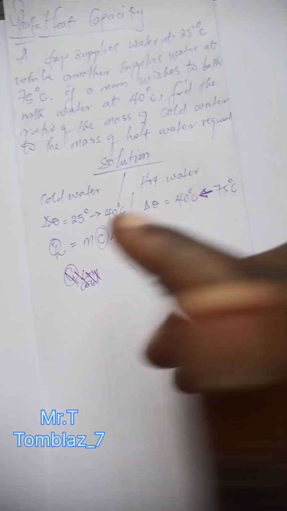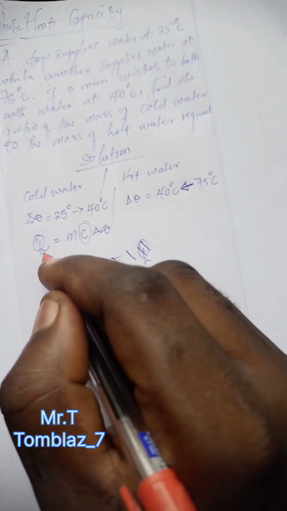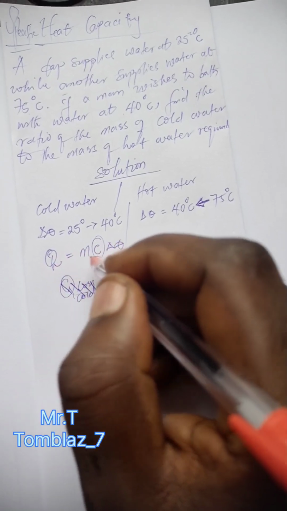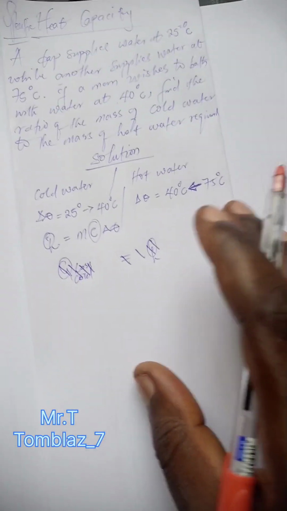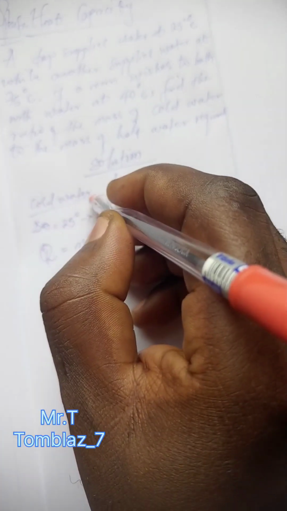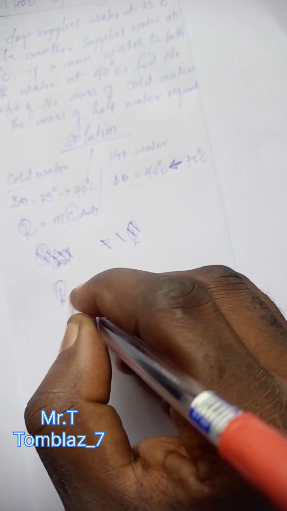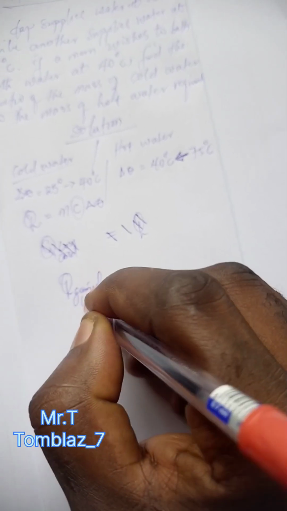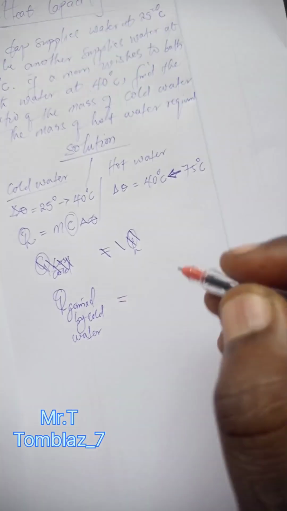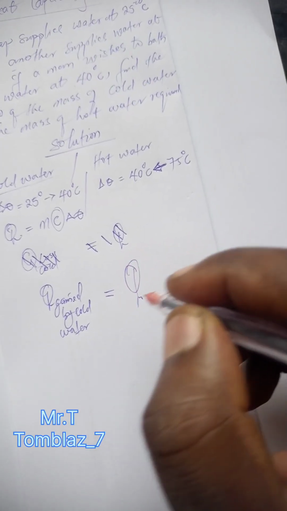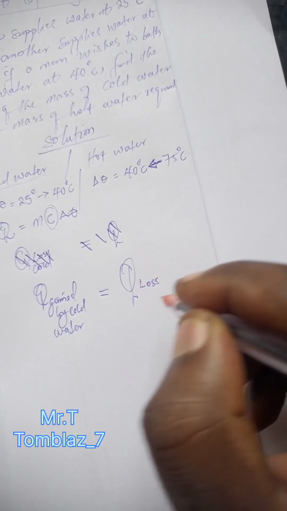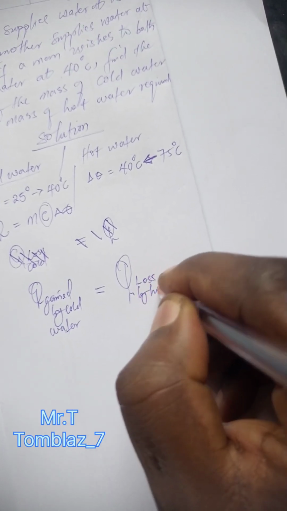So if we remember our formula for heat capacity, the specific heat capacity, which is MC change in theta, then we should note that the heat gained by cold water must be equal to the quantity of heat lost by what? By hot water.